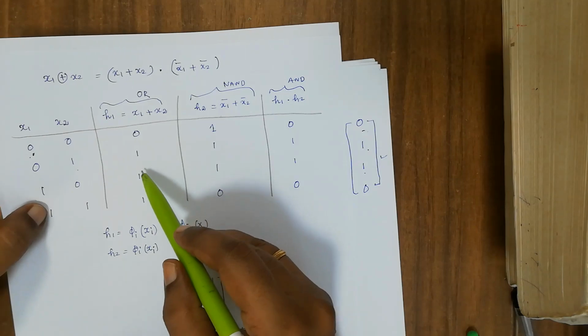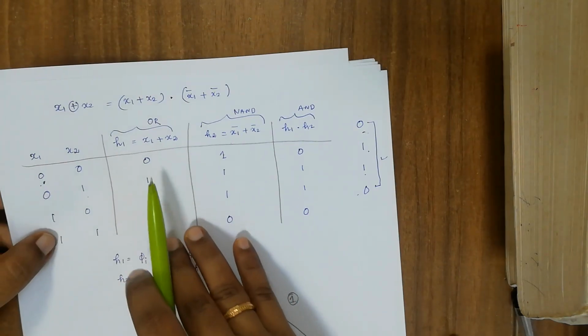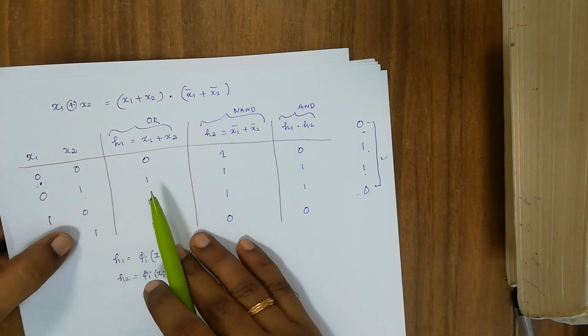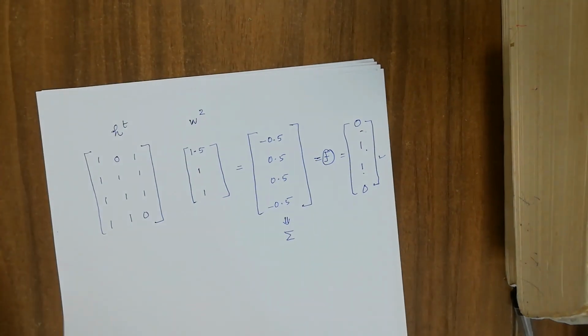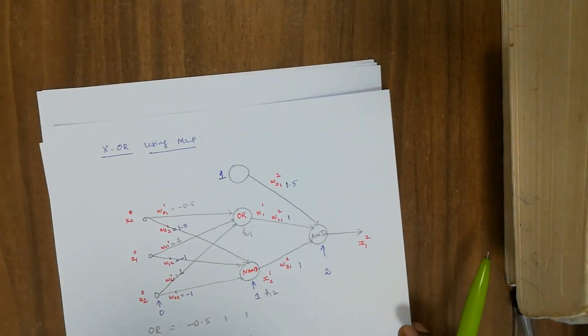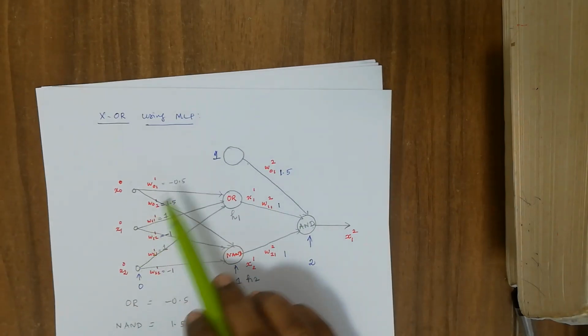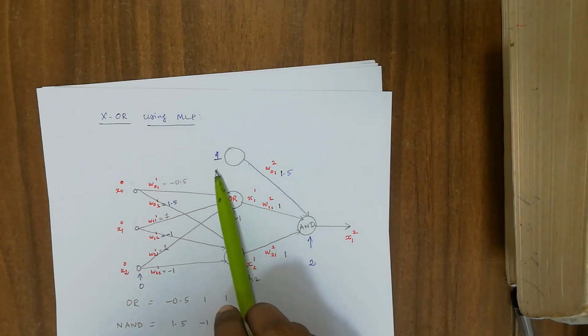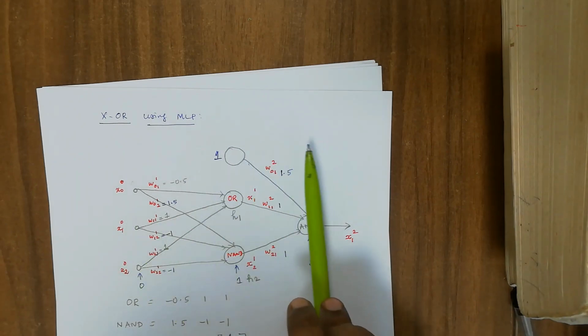So there is a solution to implement this XOR function, but not with the help of a single layer perceptron; we have to go for multiple layers. In this case, we have shown the design of a multi-layer perceptron, which is of this form. This is the hidden layer, this is the input layer, and this is the output layer.